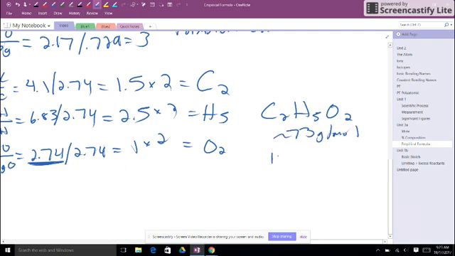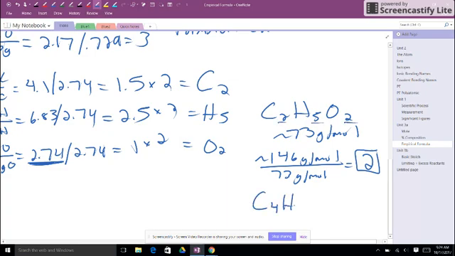And it said in the problem that the molecular mass of the compound was about 146 grams per mole. So let's divide the molecular by the empirical, and this means our multiplier is going to be 2. So our molecular compound would be 2 times each of these values. Oops, I'm sorry. 1.5 times 2 is 3 carbons. 3 carbons. That stays the same. So this would be C6H10O4. Okay, I hope this helps.